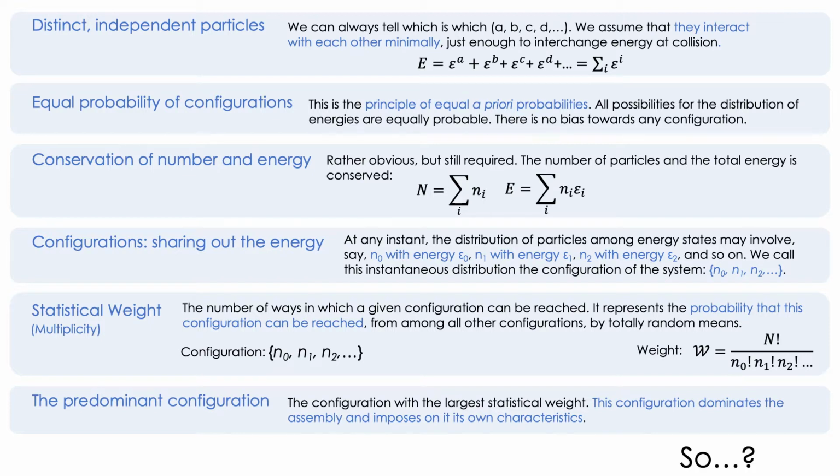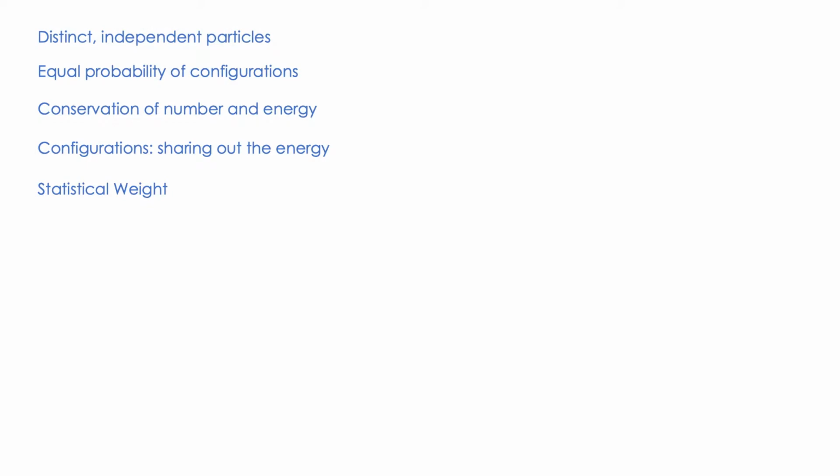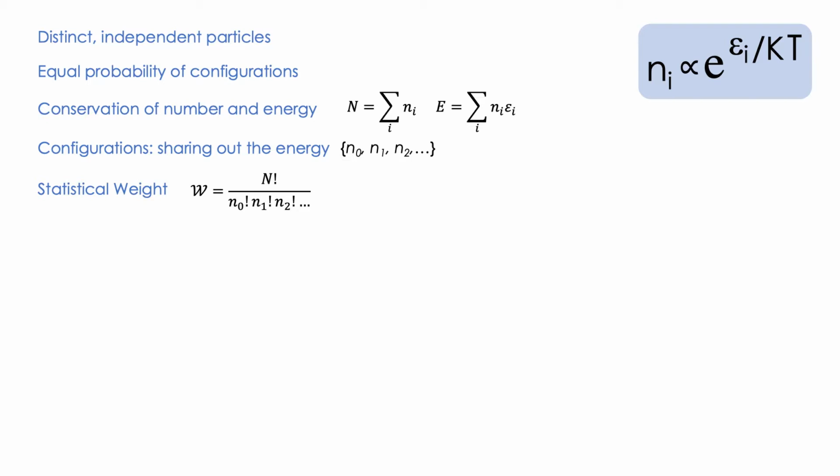So, and now what? Well, with all these definitions and concepts which we have here, we can now try to find what is the actual connection between these variables. So remember, we said that we have a conservation of the number of particles and energy. This is the way we note the configuration, and this is our statistical weight.